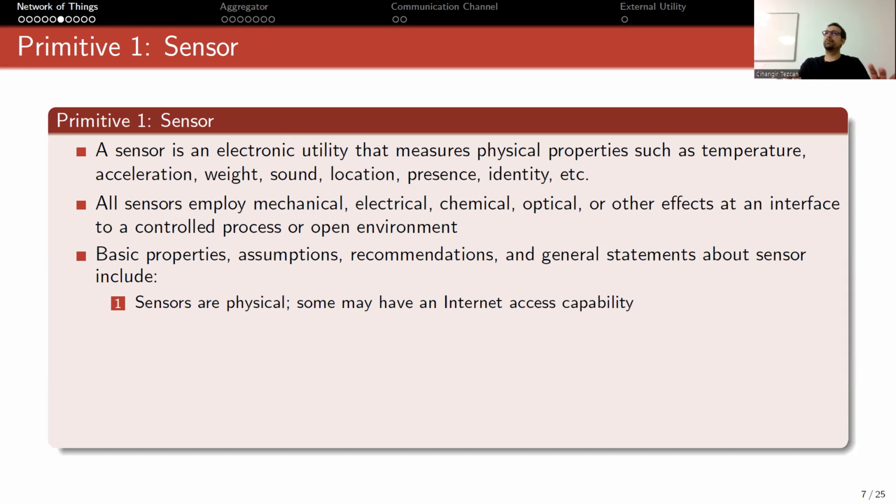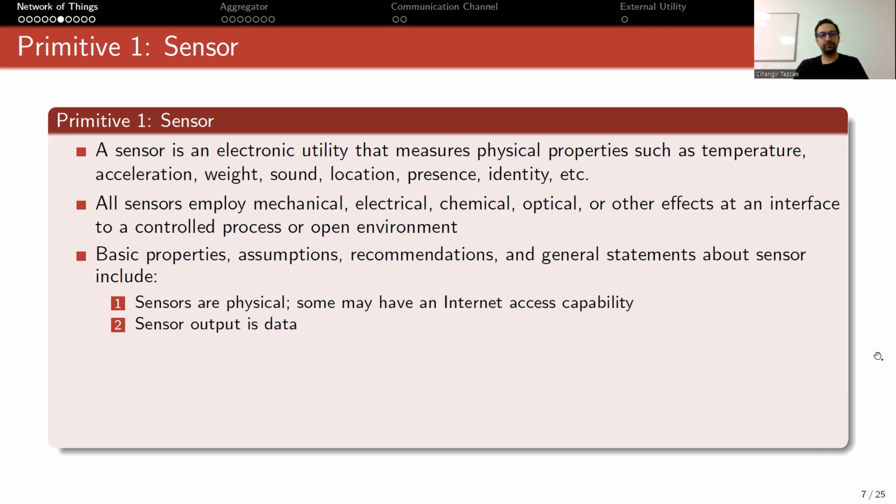So these are kind of the best parts of this document, okay? Instead of you having to read all of these pages, I summarized it for you. Sensors are physical. Some may have an internet access capability. If it is less capable, of course, it cannot connect to the internet, right? But sometimes if you have better equipment, you may have internet access.